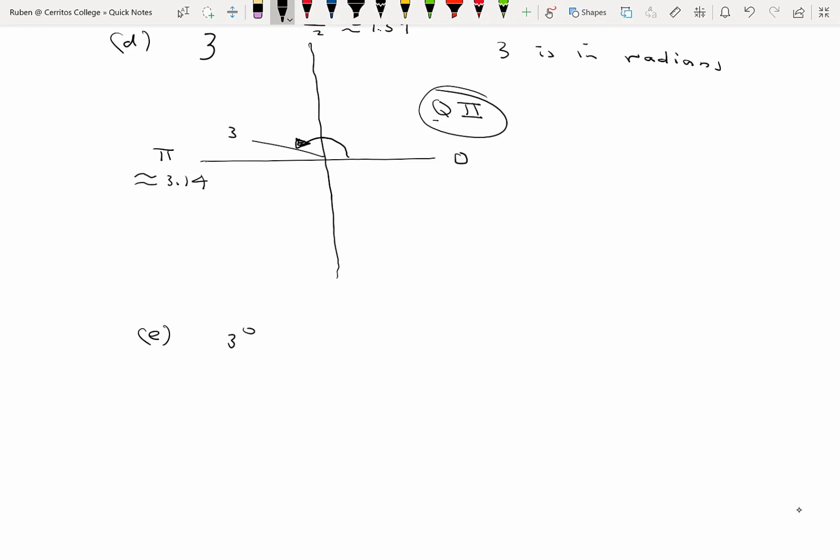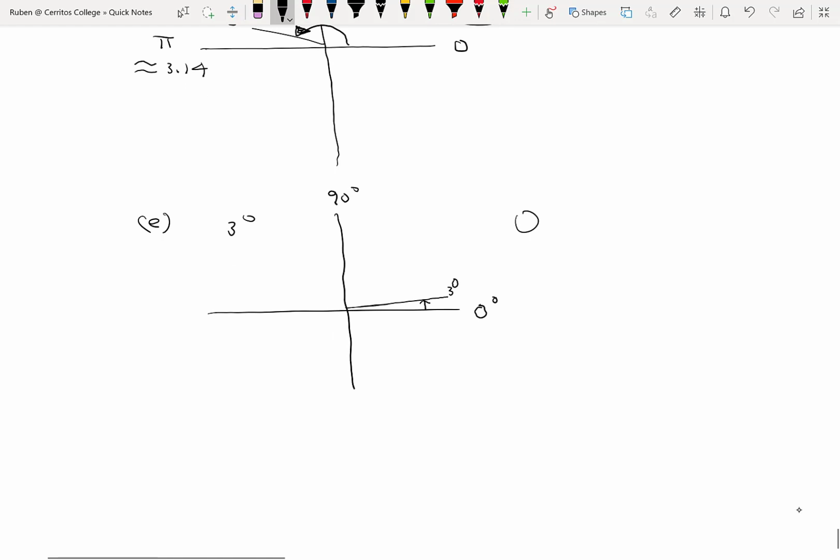3 degrees. So if you're thinking quadrant 1, you're correct. It's a no-brainer. 0 degrees. 90 degrees. 3 is so tiny I can't even draw it. 3 in standard position, and even the way I've drawn it, I think it's too big. 3 degrees, of course, is between 0 and 90 degrees, so it is in quadrant 1.